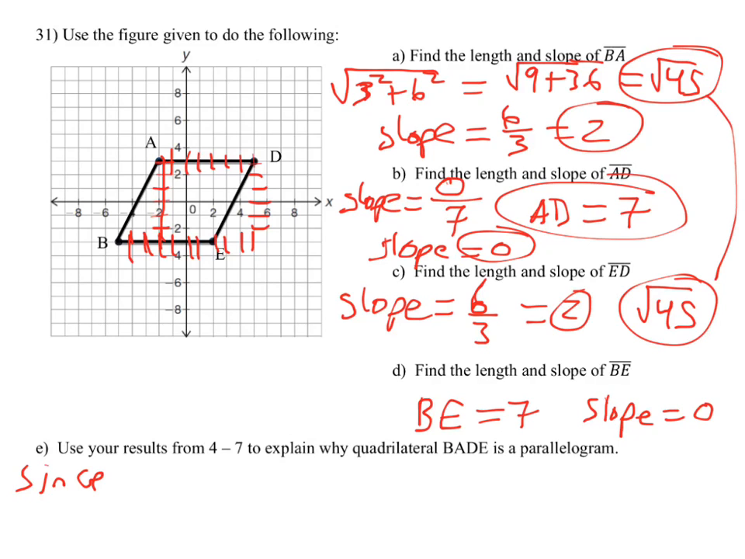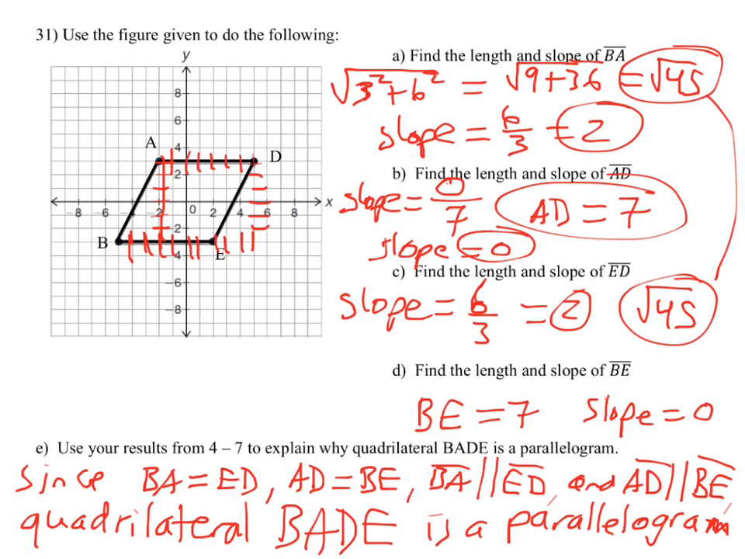parallelogram. So let me put that down in mathematical notation. Since the opposite sides are the same length and the opposite slopes are the same, they're parallel to each other, so the whole shape is a parallelogram.